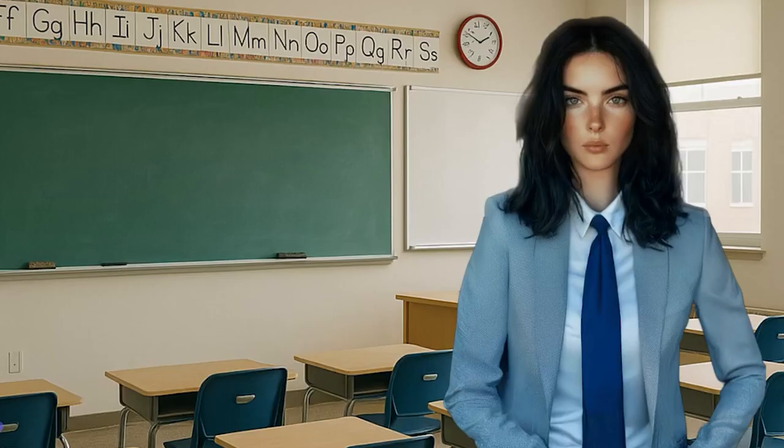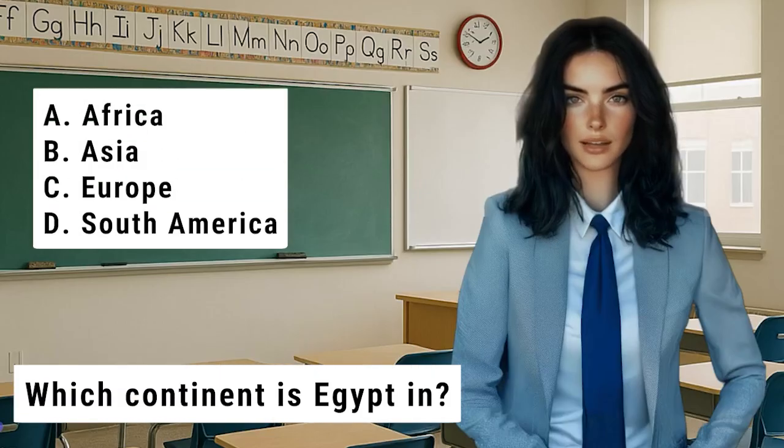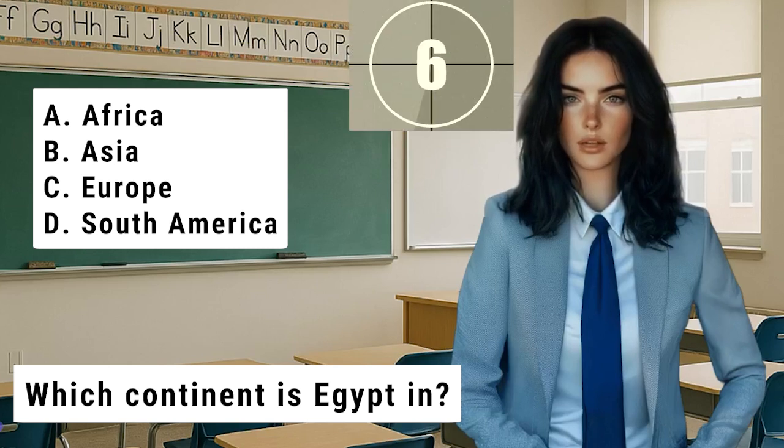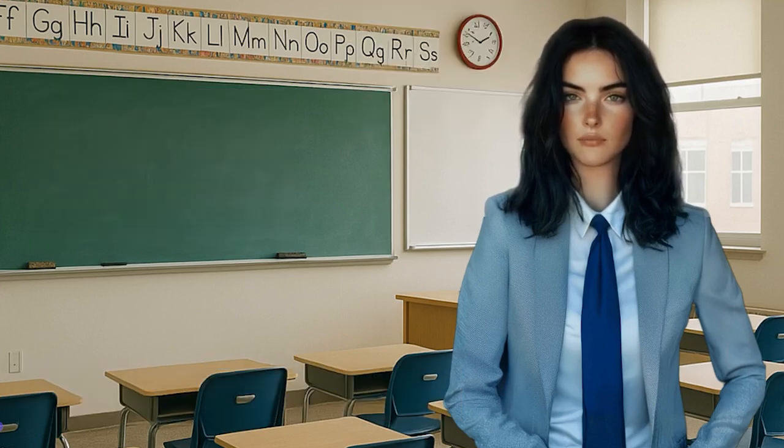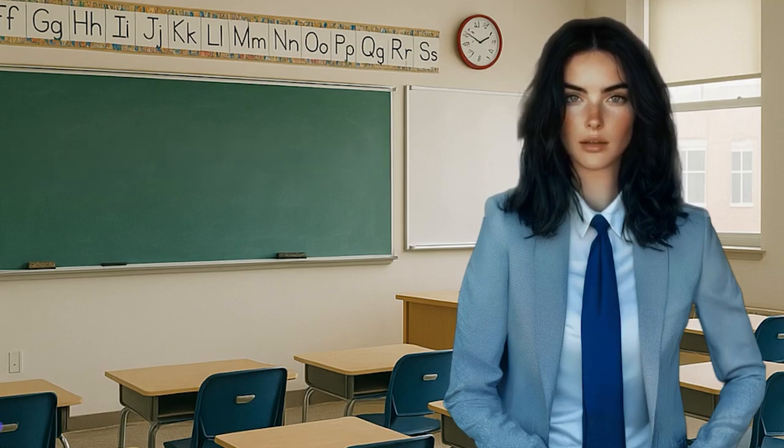Question 4. Which continent is Egypt in? A. Africa, B. Asia, C. Europe, or D. South America. You have 6 seconds. Which continent? Where is Egypt on the map or globe? Ever watch Where in the World is Carmen Sandiego? Did she go there? Time's up. The answer is A. Africa. Egypt is in northeastern Africa, along the Nile River.